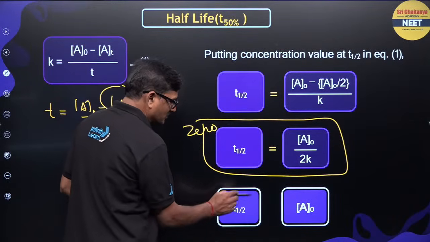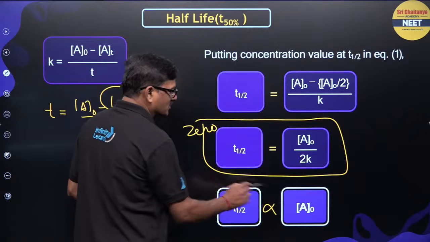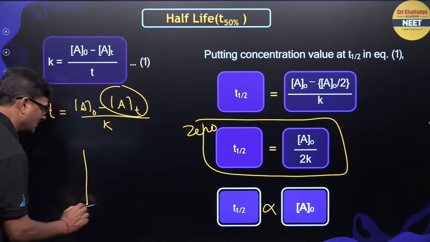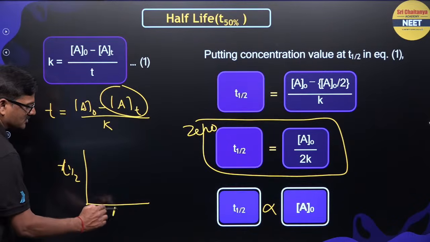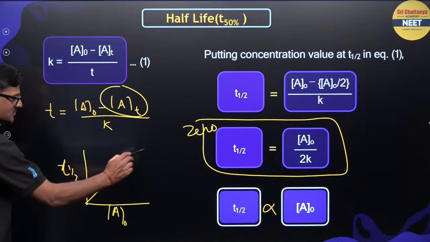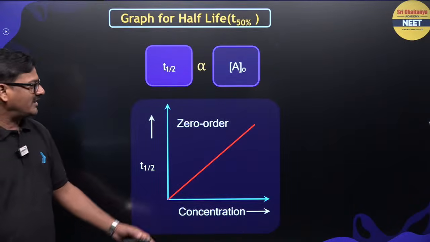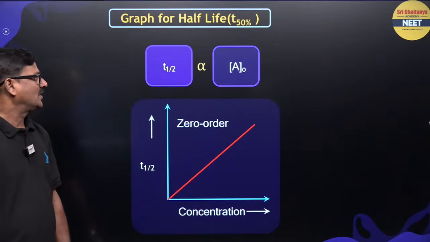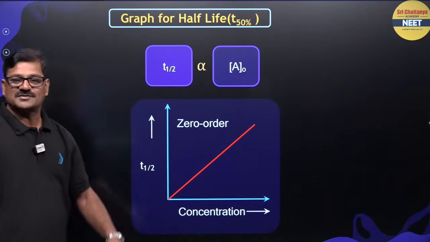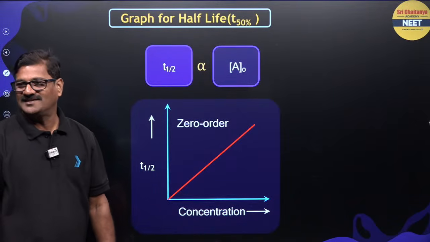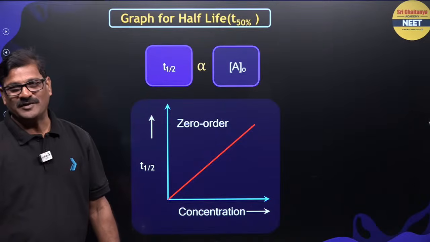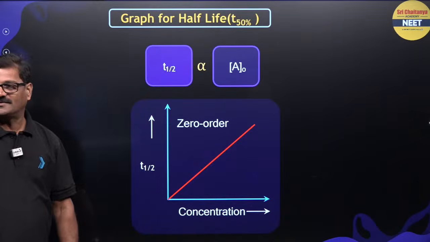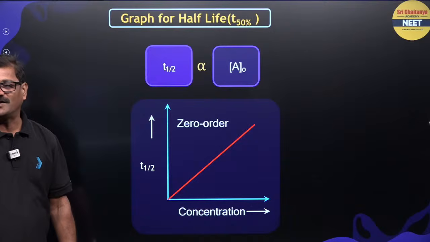मैं क्या बोलना चाहता हूँ? T half is directly proportional to A naught. That's the reason why the graph of T half versus initial concentration is going to be a straight line that passes through the origin. So T half is directly proportional to A naught. समझ में आ रहा है क्या बेटा? Fine. If you have any doubts, please let me know. सुपर ग्राफ्स, फिलहाल कितना ग्राफ्स मिल गया बेटा?